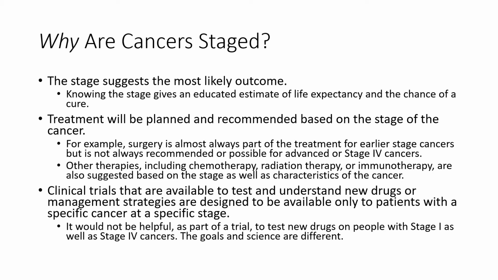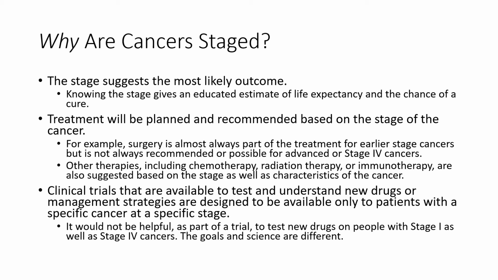Why are cancers staged? The stage of the cancer suggests the most likely outcome. Knowing the stage gives an educated estimate of life expectancy and the chance of a cure for the patient. The treatment will be planned and recommended based on the stage of the cancer. For example, a surgery is almost always part of the treatment for earlier stage cancers, but it's usually not recommended or possible for advanced or stage 4 cancers.